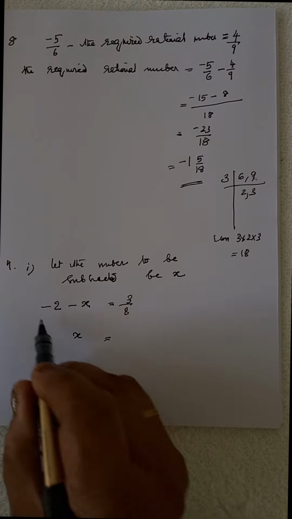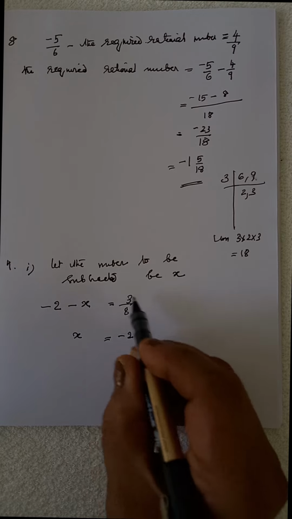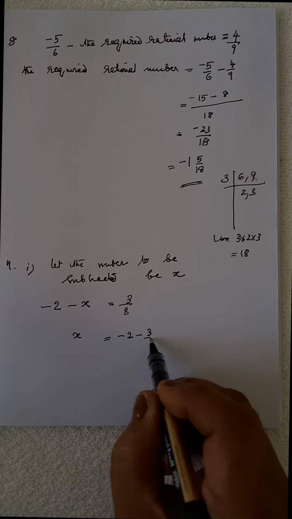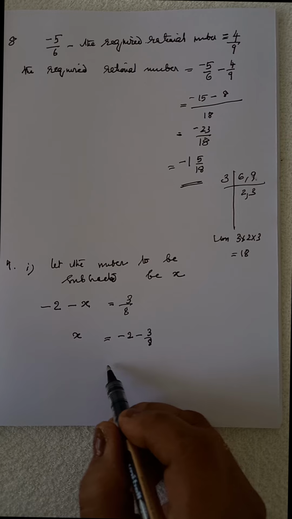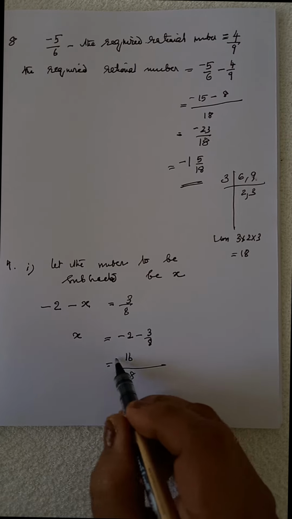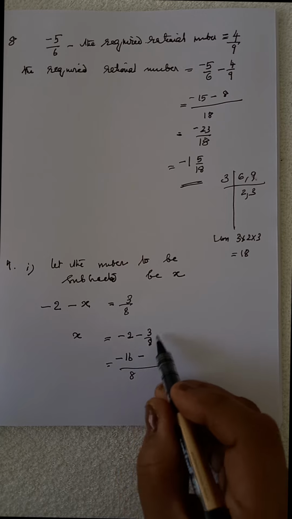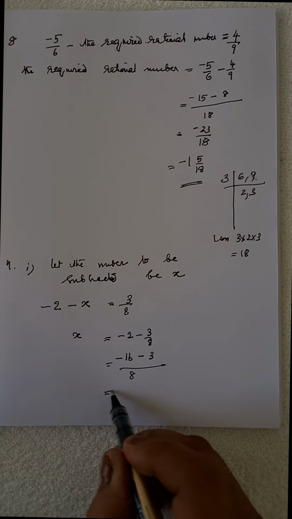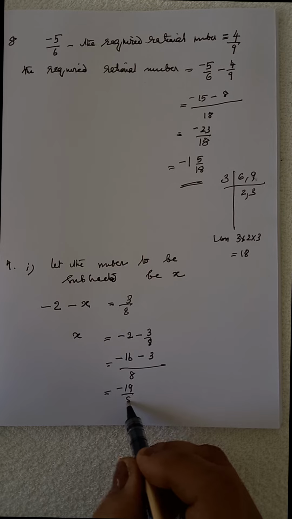Now what is remaining on the left side? Minus 2. Then take this 3 by 2 left side. So minus 3 by 8. So 8 is the common denominator. 8 into 2 is 16. Then minus sign, minus 8 by 8 is 1. 1 into 3 is 3. So this is minus 19 by 8.